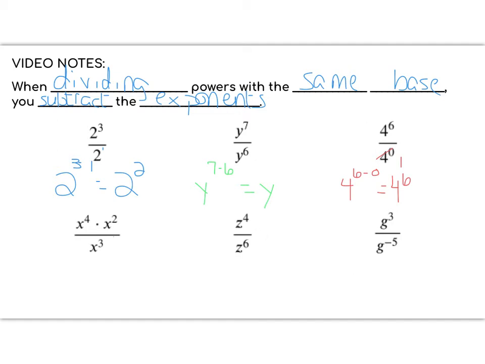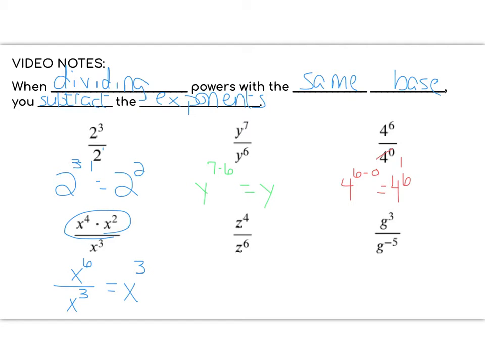So what you can do is take care of that multiplication on the top. X to the 4th times x squared is x to the 6th, right? When I'm multiplying with the same base, I add the exponents over x cubed. And then x to the 6th divided by x to the 3rd power. 6 minus 3 is 3. So I get x to the 3rd as my final answer.